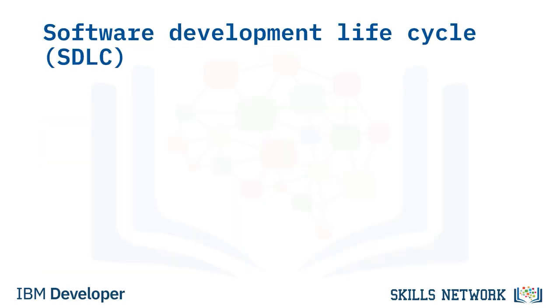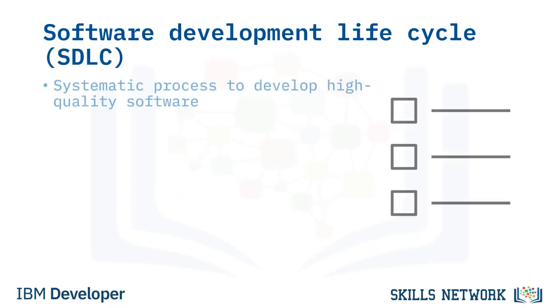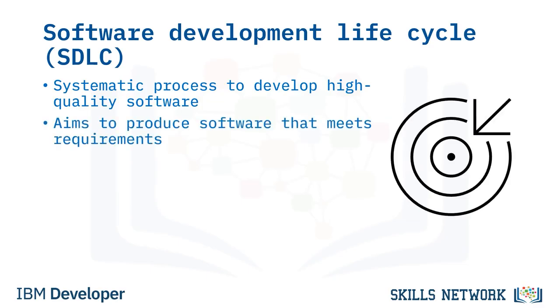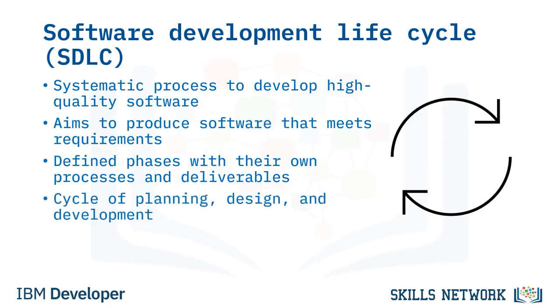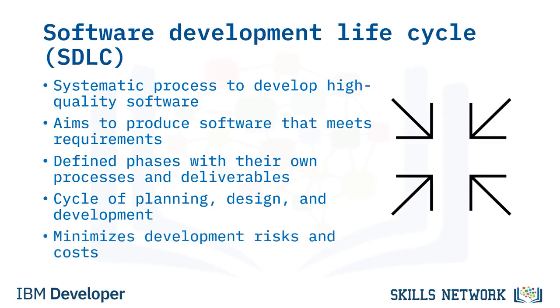The software development lifecycle, known as the SDLC, is a systematic process to develop high-quality software in a predictable timeframe and budget. The goal of the SDLC is to produce software that meets a client's business requirements. The SDLC defines phases of the software development process that encompass their own process and deliverables. It's a cycle of planning, design, and development that can be implemented as an iterative approach to software development. Adherence to the SDLC minimizes risks and costs to the development of high-quality, deployable software.